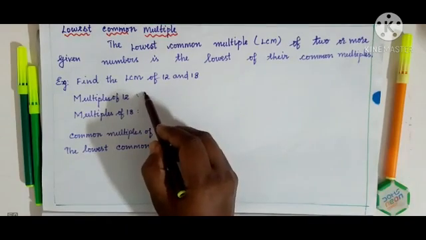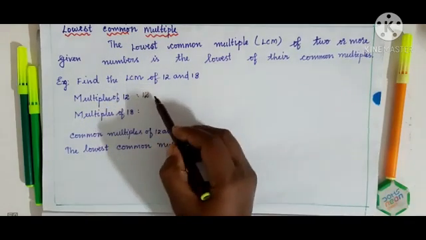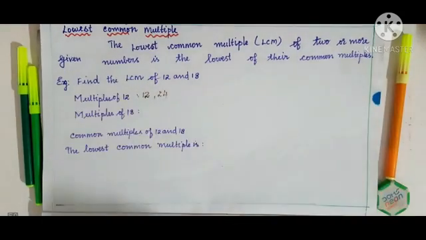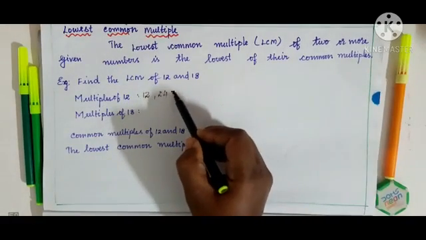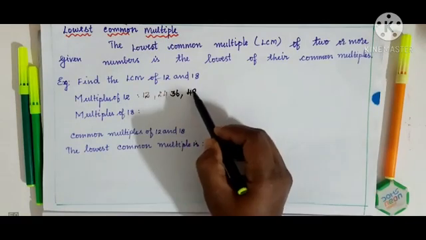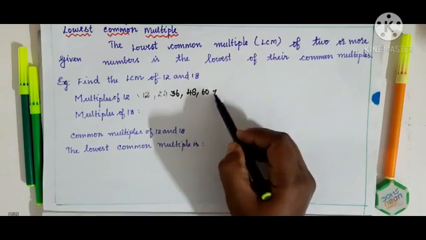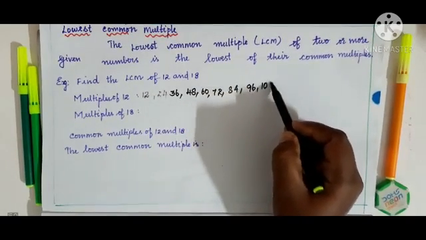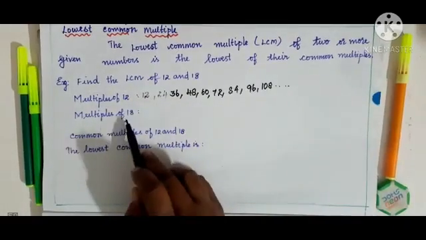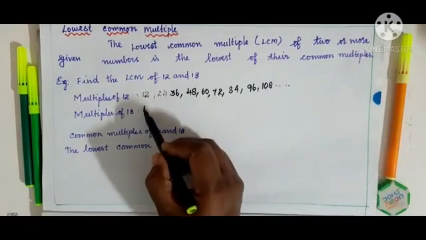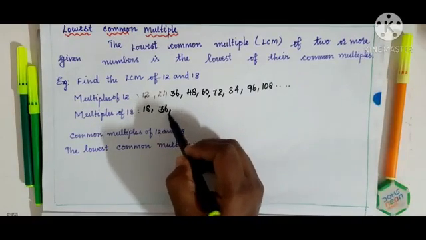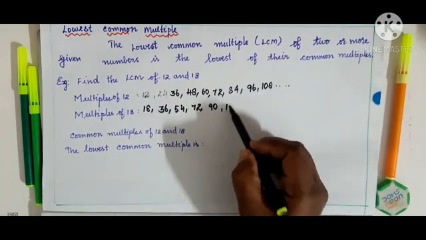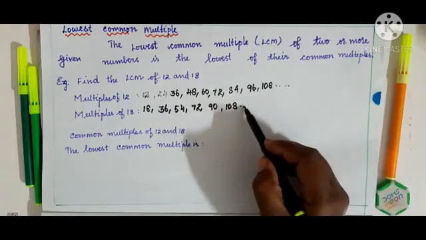So, 1 times 12 is 12, then 24, then 36, 48, 60, 72, 84, 96, 108, and it keeps on going. Then the multiples of 18. What do you get in 18? 18, 36, 54, 72, 90, 108. So it keeps on going.